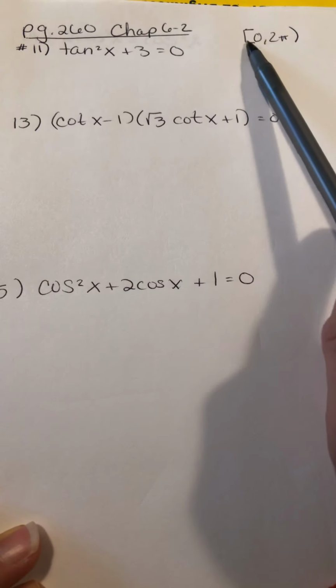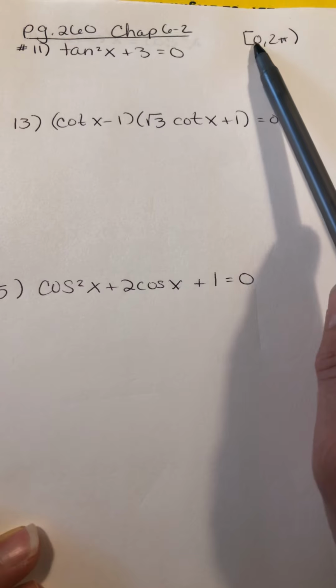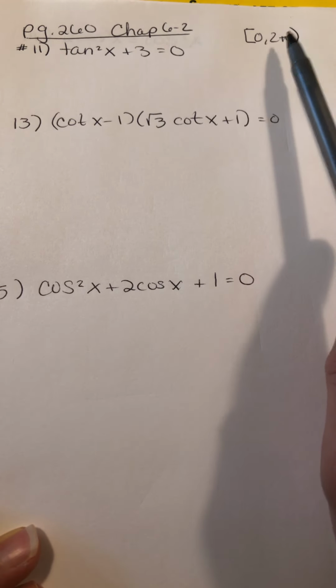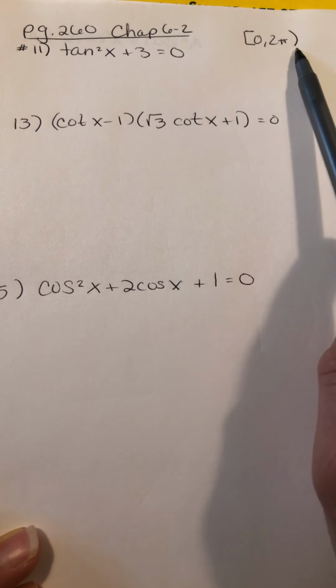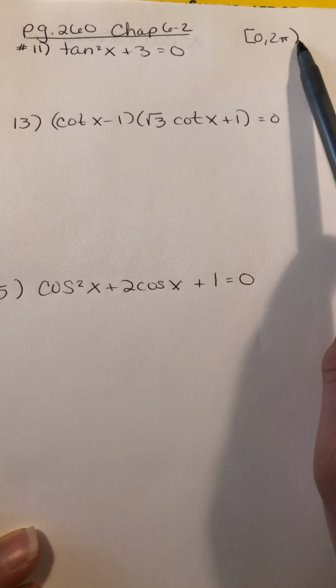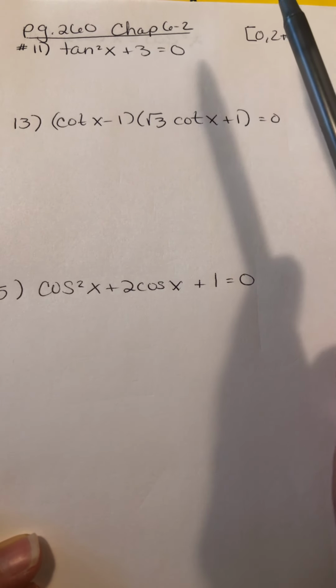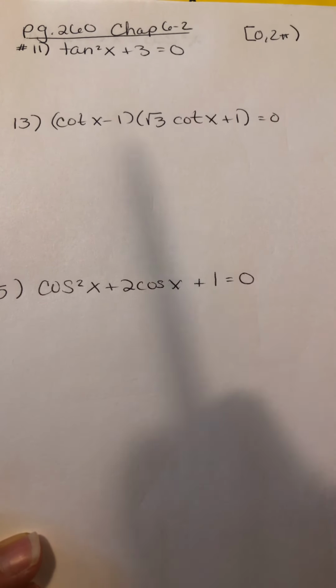This means that my answer has to be between 0, including the 0, and 2 pi, but not including the 2 pi. So we have a square bracket here, parentheses here, inclusive, non-inclusive. My answers need to be in radians. I think I forgot to point that out in the last video.